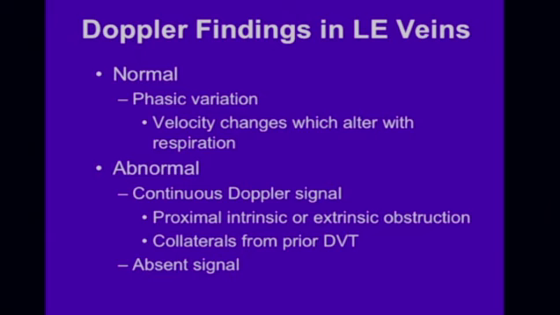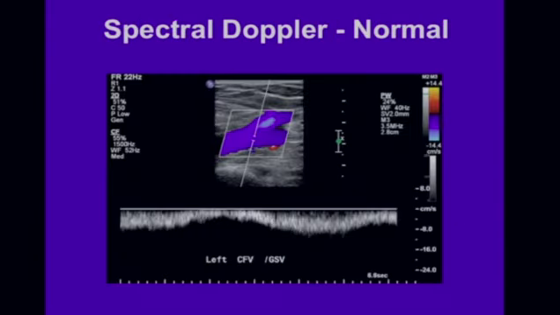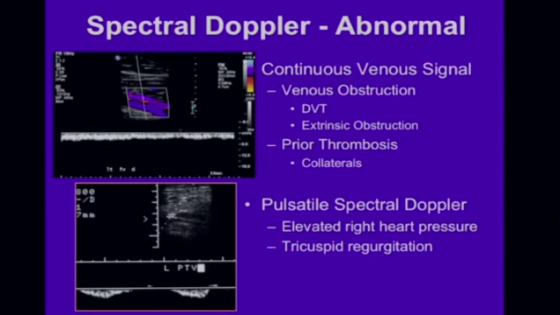And this may be due to a DVT, it may be due to compression on the vein, either at the level of the signal or above the level of the signal, or it could be scarring from prior DVT with collateralization. Of course, if you have a thrombosed vessel, the Doppler signal will be absent. So here we can see a normal spectral Doppler, where we can see the nice undulation of the vessel related to respiration. The abnormal spectral Doppler signal is continuous with little change on this side.